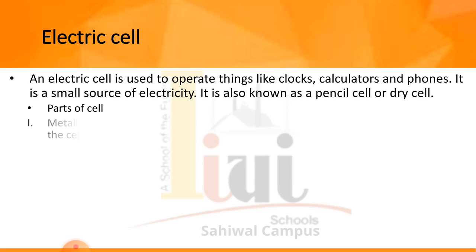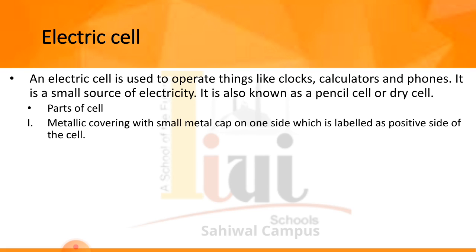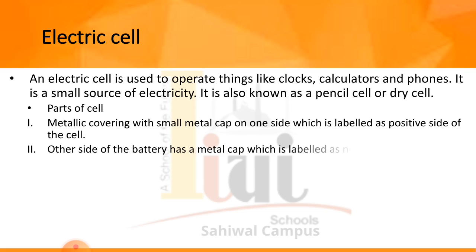Parts of a cell. Metallic covering with a small metal cap on one side which is labeled as the positive side of the cell. So a cell contains two terminals. The first one is the positive and the second one is the negative terminal. So the metallic covering that has a small metallic cap on one side is known as the positive side of the cell.